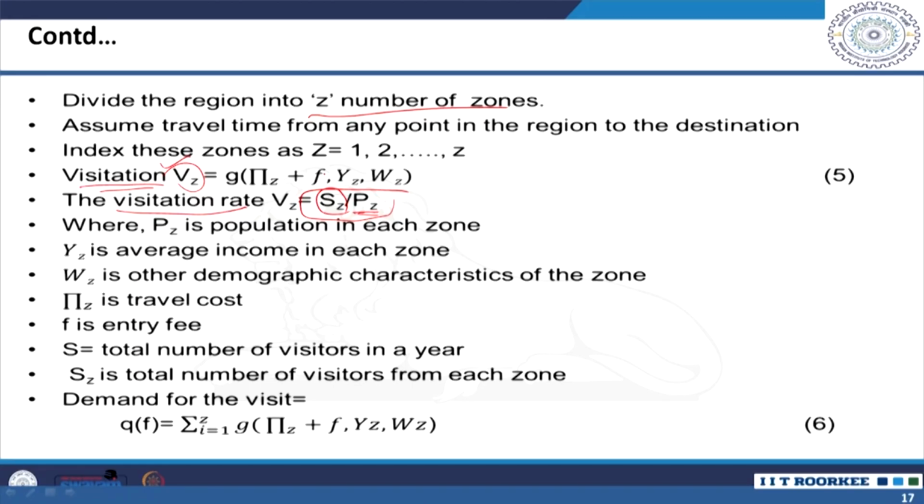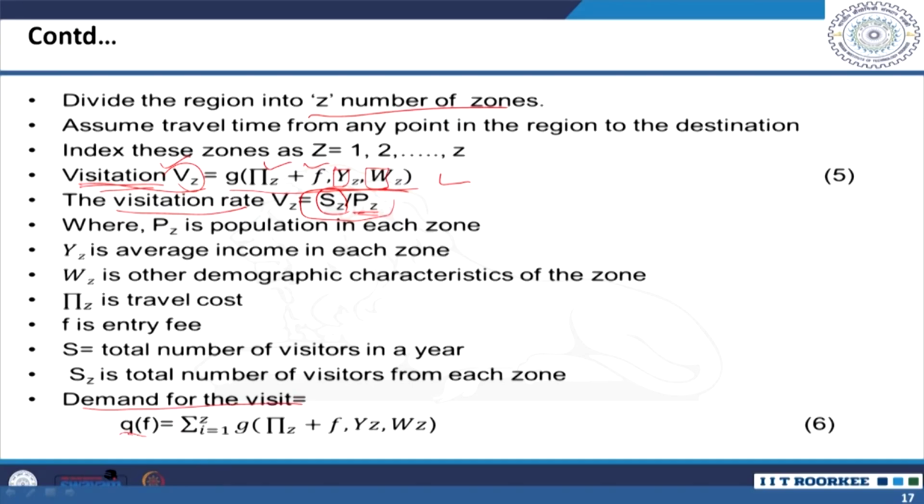Then we need to take into account the entry fee, the travel cost, and the average income from each zone, and we also need the data set on other socio-demographic characteristics of the zone. So, based on this understanding, we can express these visitation rates in terms of these variables. After doing this exercise, we can find the demand for the visit.